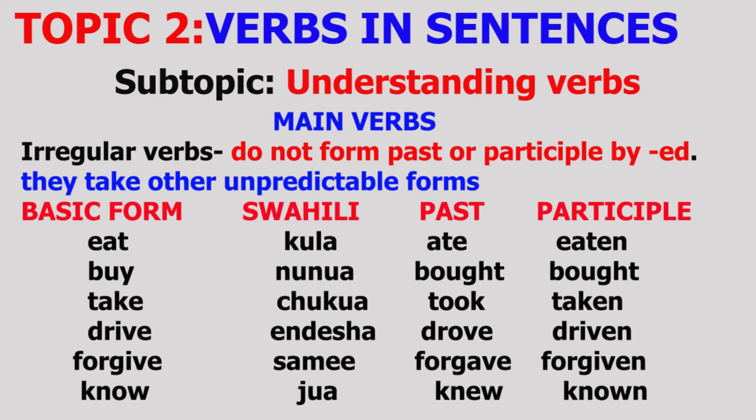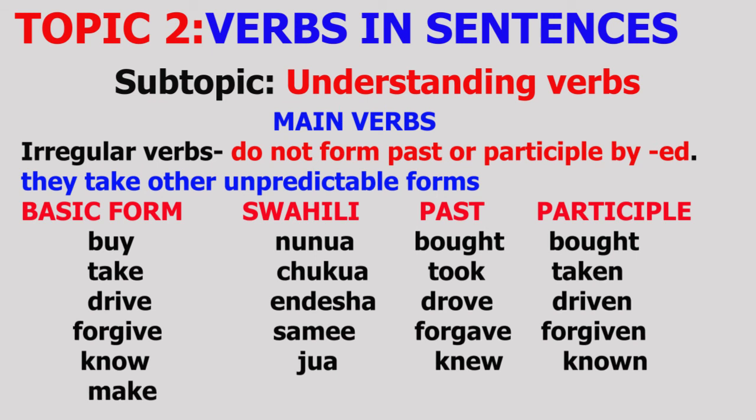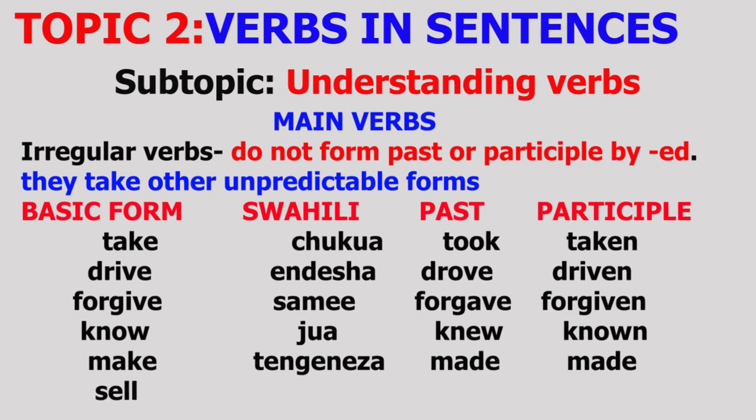Another verb that is acting as an example is make. Make, which in Swahili is tengeneza, and this make in the past is going to be made, and in participle is also going to remain as made. Another verb is sell, which means uza. In the past is going to be sold, and in the participle also is going to be sold.